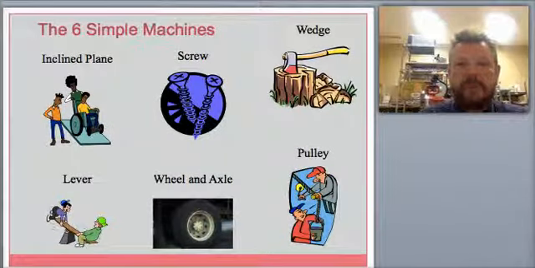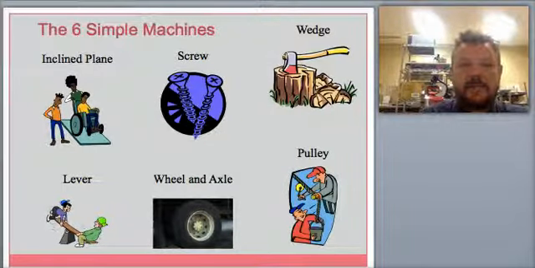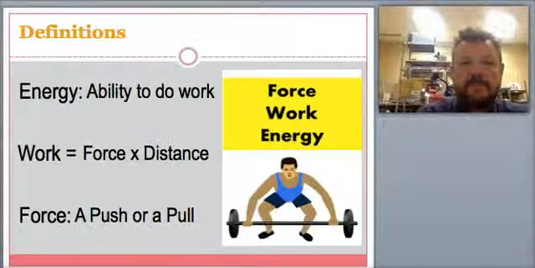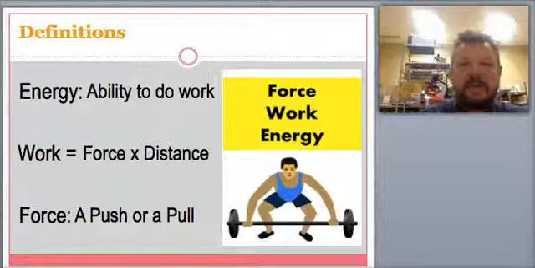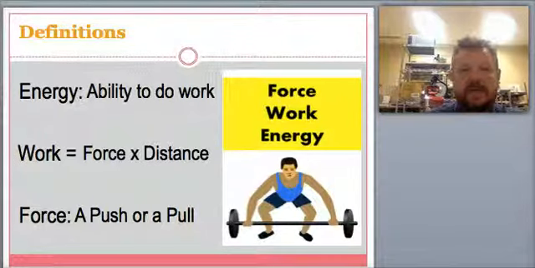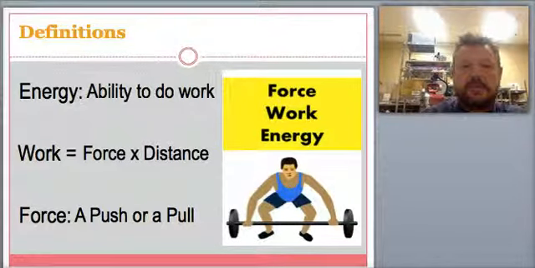The 6 simple machines are inclined plane, a screw, a wedge, a lever, a wheel and axle, and pulleys. Very quick definitions. Energy is the ability to do work. Work is equal to force times distance, and force is a push or a pull.